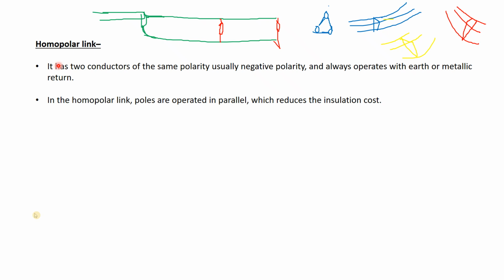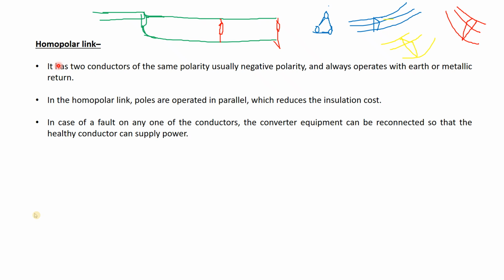Similarly for HVDC also, the poles are operating in parallel, so multiple conductors can be used. This also helps in increasing the power transmission, and it reduces the total insulation cost. In case of a fault in any one of the conductors, the converter equipment can be reconnected so that the healthy conductor can supply power.